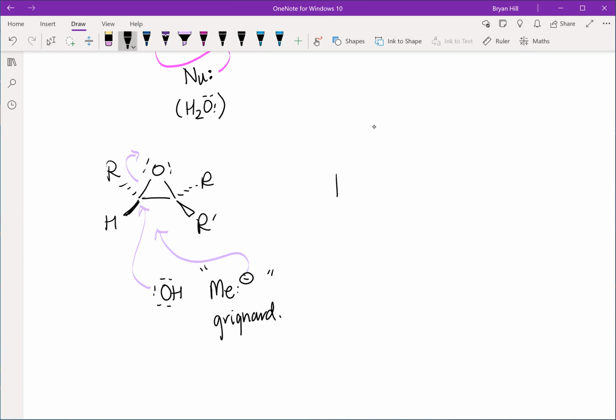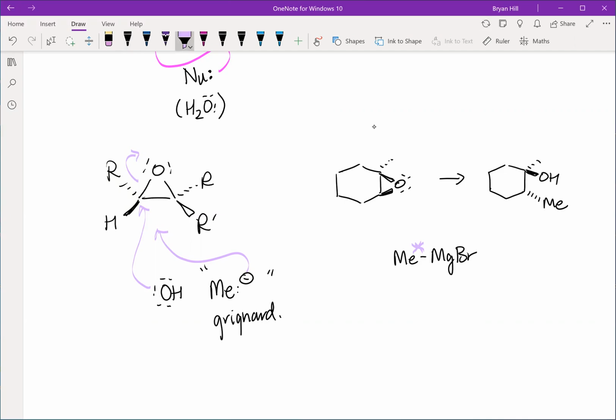So if we had a similar situation and we were reacting with methyl magnesium bromide, our product would be, and we're going to star this methyl here. This methyl would be there. So we sort of did this all before, right?